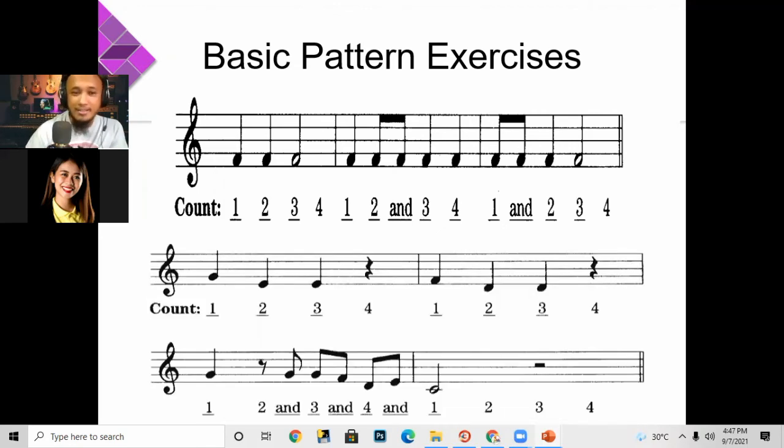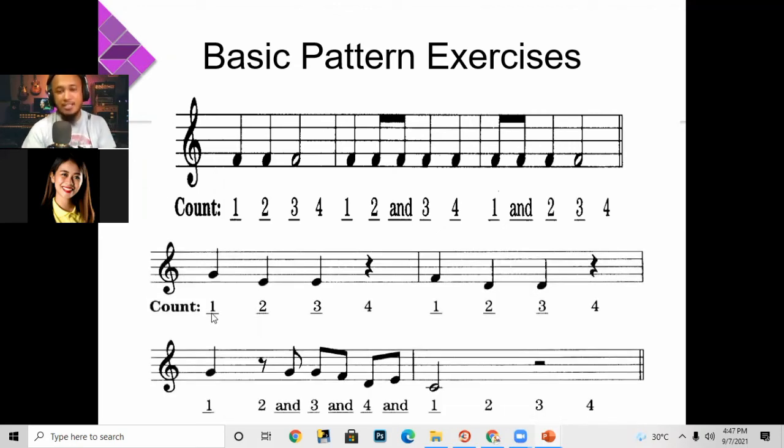Doon mo gagamitin yan. So counting again, we have also the second type. We have 1, 2, 3, rest 4. Again, 1, 2, 3, 4. 1, 2, and 3, and 4, and 1, 2, 3, 4. Right. Nagets nyo ba? Naku sir, lalo kami nahilo.